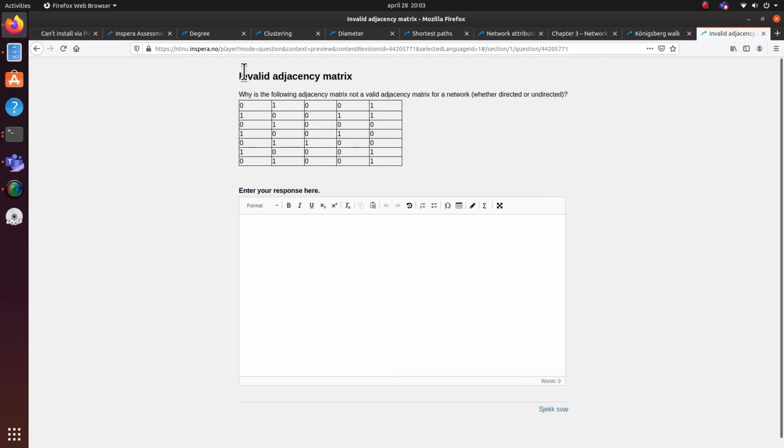But the same is true for the columns. Every column should correspond to a node. So column 1 corresponds to node 1, column 2 corresponds to node 2, and so on. And since each node is represented once and exactly once in both the rows and the columns, you must have the same number of columns and the same number of rows. And so that means that every adjacency matrix is square by requirement. And since this matrix isn't, it is not a valid adjacency matrix.